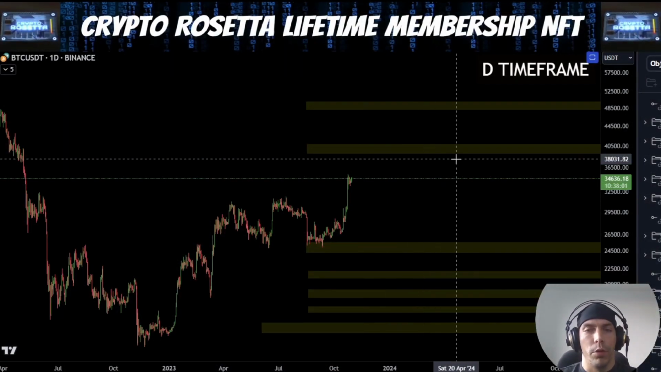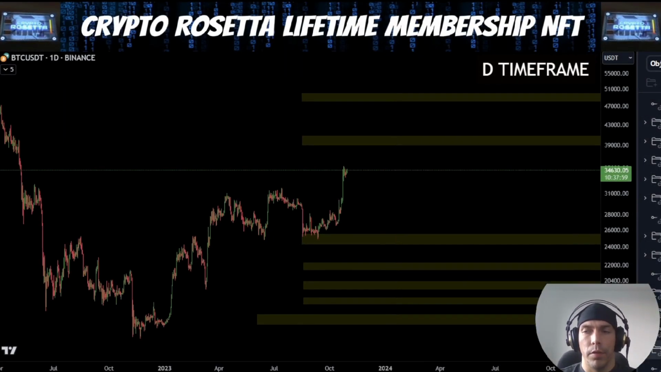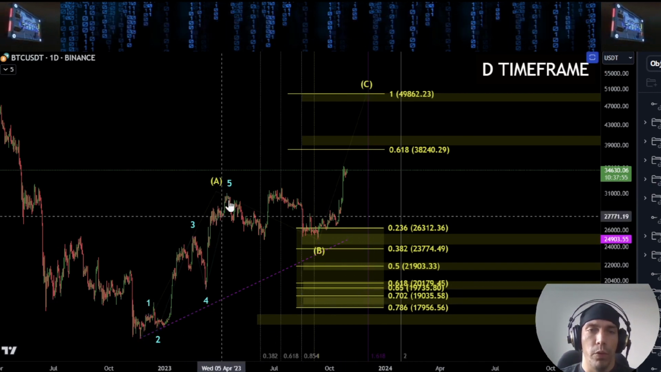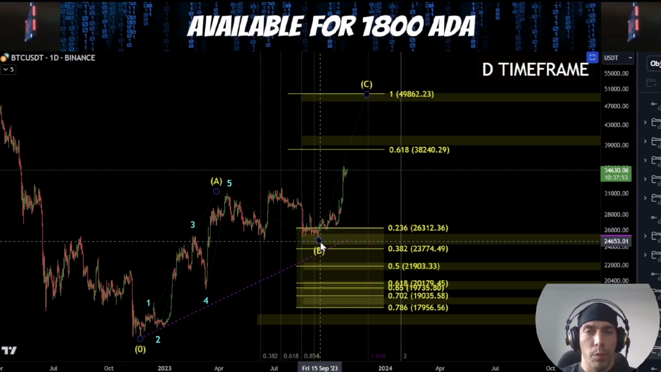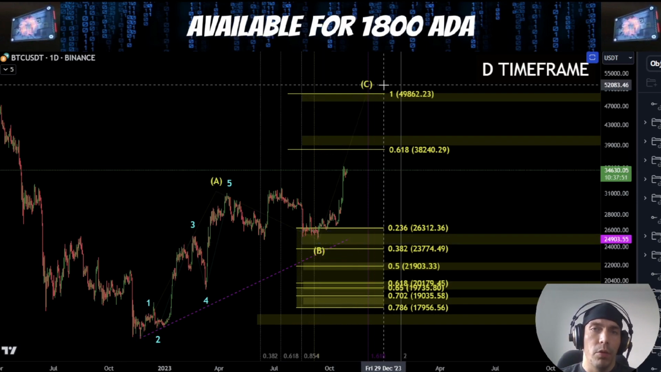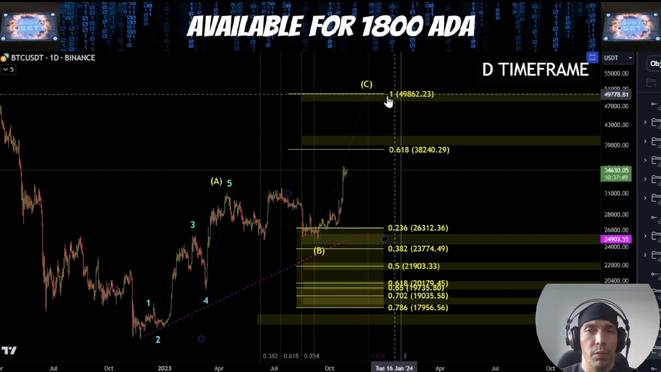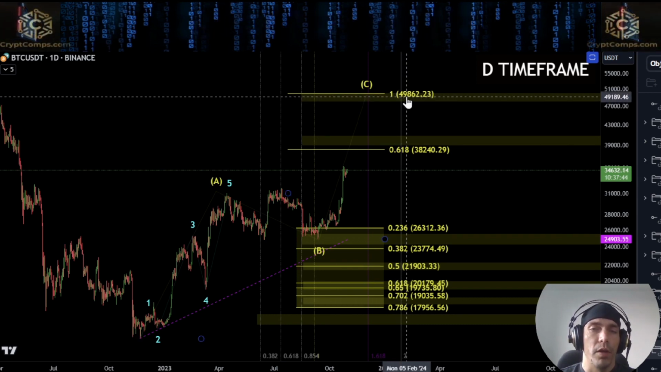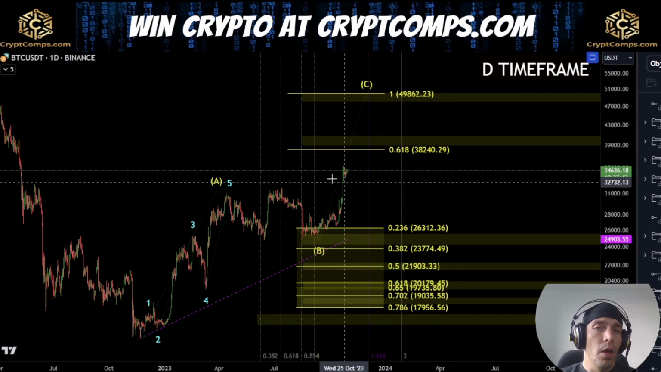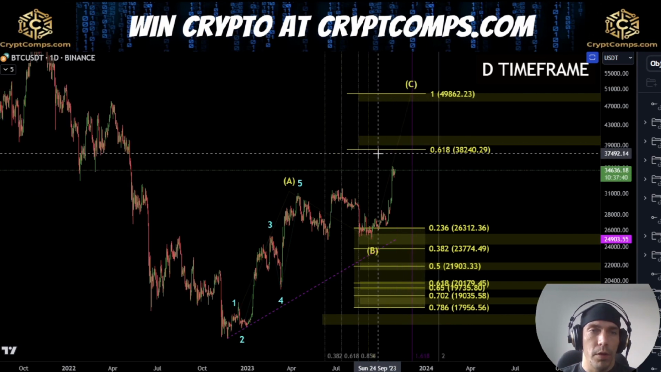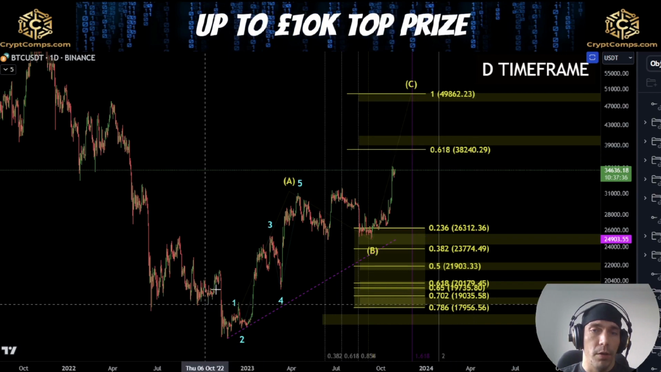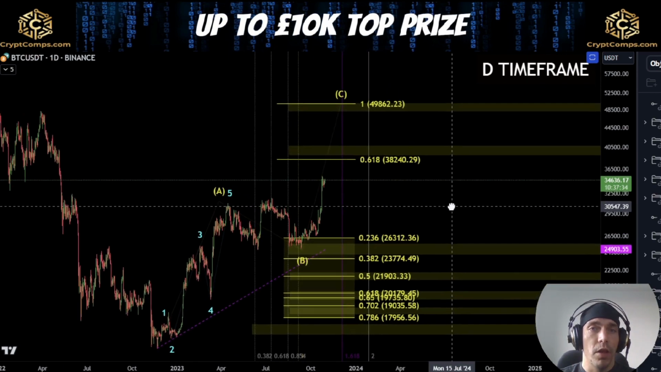Before we jump into the lower degree counts here, we're going to go over the higher time frame idea, where we're looking at the potential that this is a 5-wave move off the low. We're looking for this as a possible completed B wave and then looking for either a C wave to the upside, in which case our typical target would be towards this 1-to-1 level at 49,862. I am also going to be looking out for the potential of seeing a shorter C wave towards 38 to 40 if this is just going to be a corrective structure.